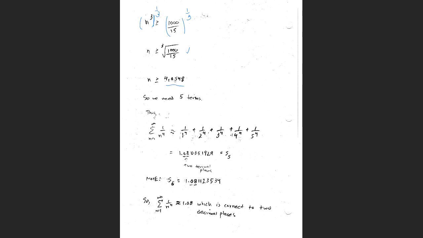And so n is going to equal 4.0548. But that means then we're going to need 5 terms. 4 terms is not enough. The number of terms is an integer. 4 terms is not enough because n has to be greater than or equal to 4.0548. So we need 5 terms. Are there any questions on solving the inequality?